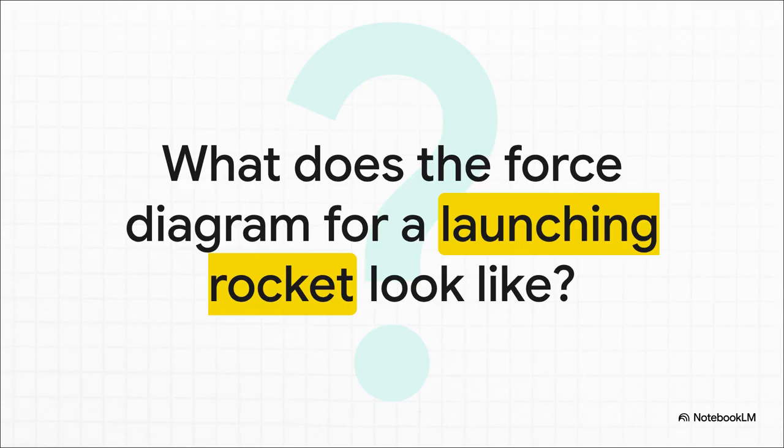A rocket sitting on the launch pad, about to blast off. What does its force diagram look like? Are those forces balanced, or are they very, very unbalanced? Pretty cool to visualize, right?